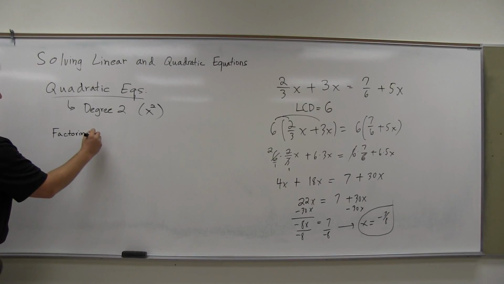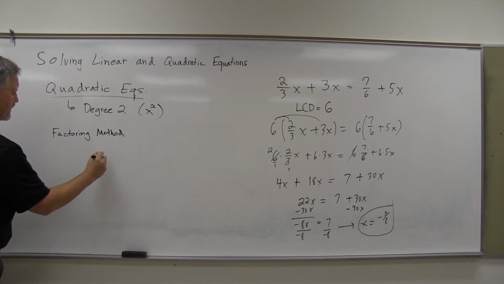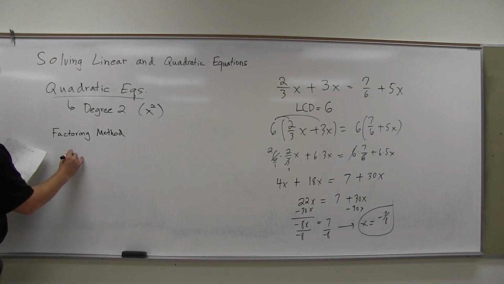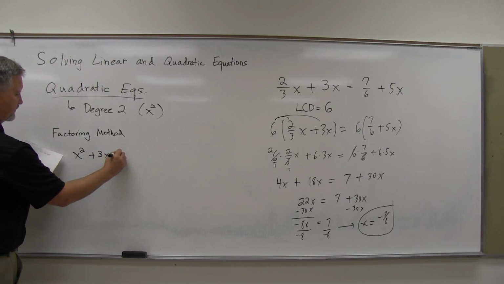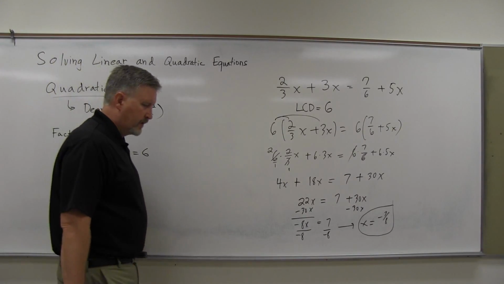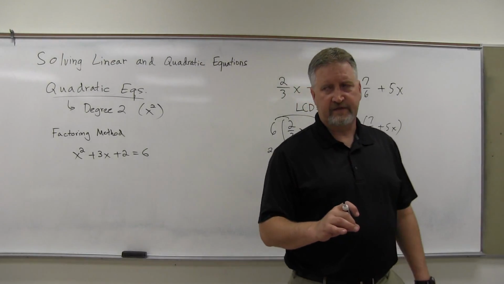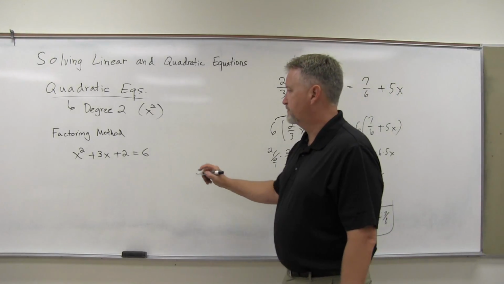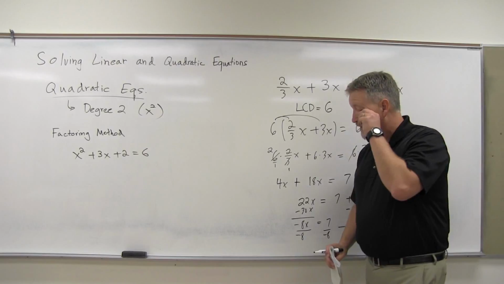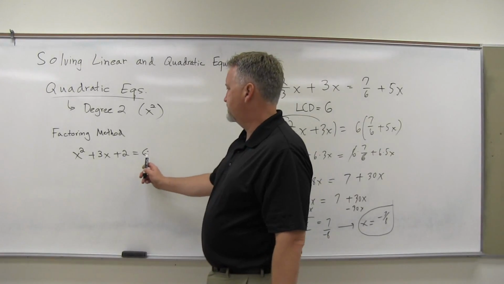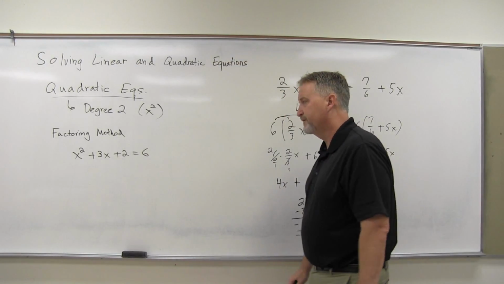Factoring method to solve these quadratic equations. And as the name suggests, we're just looking at trying to factor one of our sides here. Now, the first rule in the factoring method is that one side has to be 0, and we don't have that in this particular quadratic equation because we've got 6 on one side and the trinomial on the other side.